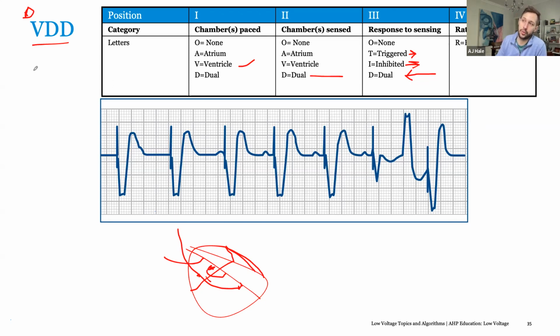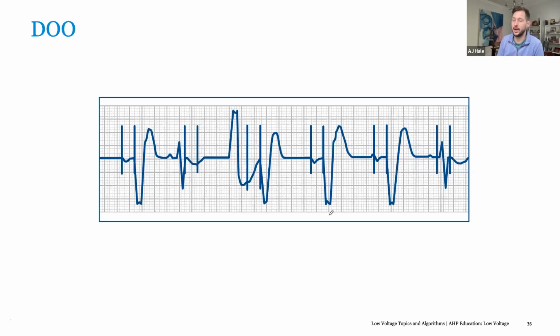Another thing is you can actually program a device with two leads to VDD as well. The reason for that would be, I don't know, there's really not a good reason to do that, but you might as well just do DDD in most cases. But yeah, it may occur. So if you ever come across it, that's what it's for.